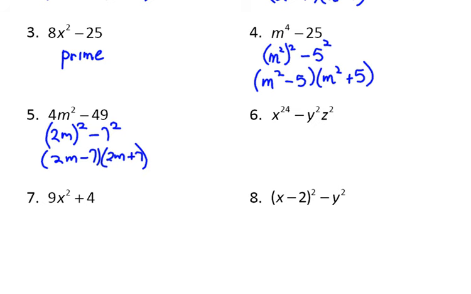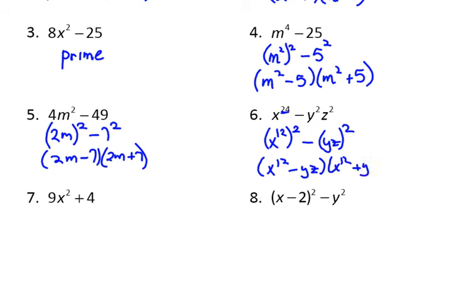Oh, number 6, x to the 24th, that's kind of hard. But as long as my exponent is even, I can express it as a square. So that's going to be x to the 12th squared. And then minus, this is going to be yz squared. So if I then factor it, it's going to be x to the 12th minus yz and x to the 12th plus yz. So remember that any exponent that's even is a perfect square.